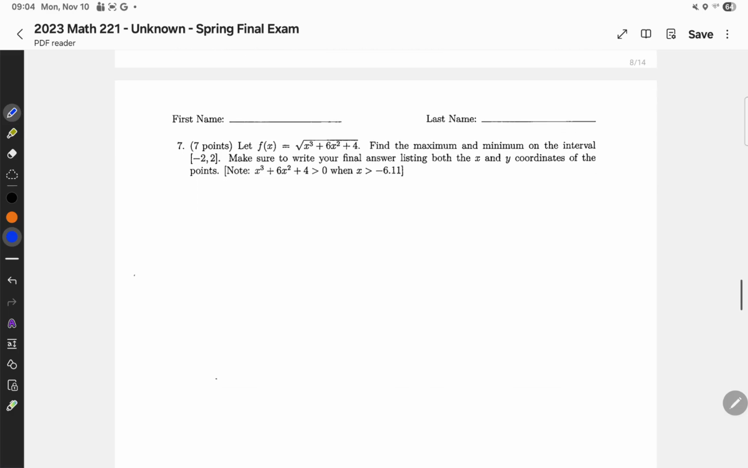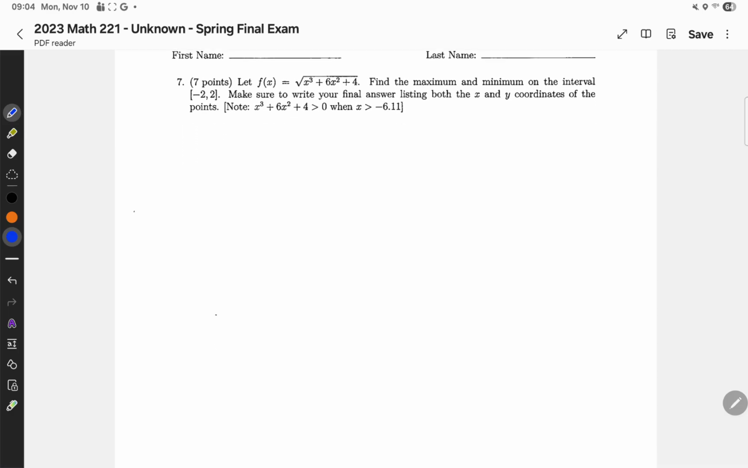All right, moving on to question 7. All right, this question's a little bit nicer, thankfully. So for question 7, we have that f of x is equal to the square root of x cubed plus 6x squared plus 4. And we want to find the maximum and minimum on the interval minus 2 to 2. Make sure to write your final answer listing both the x and y coordinates of the points.